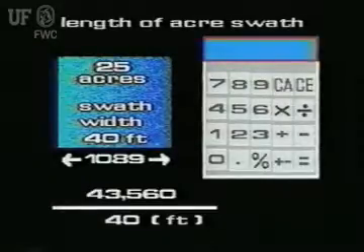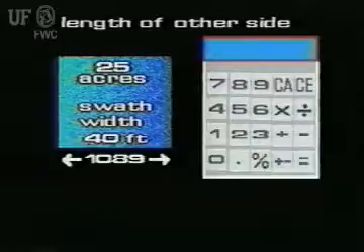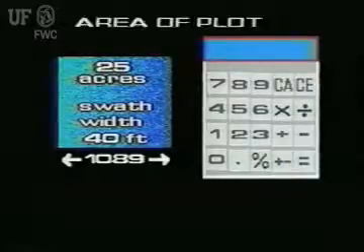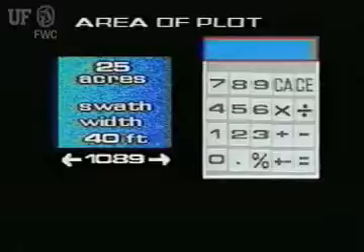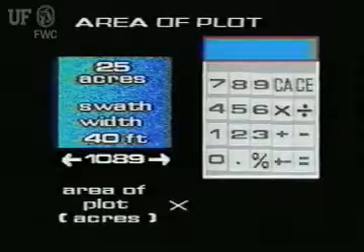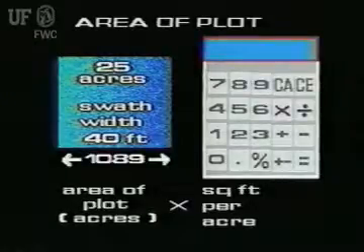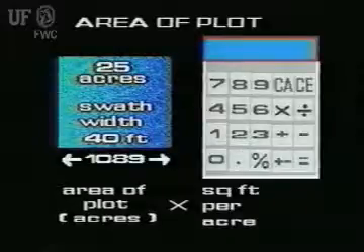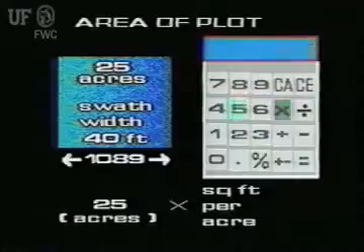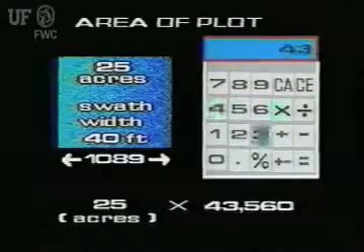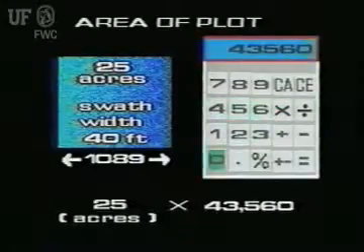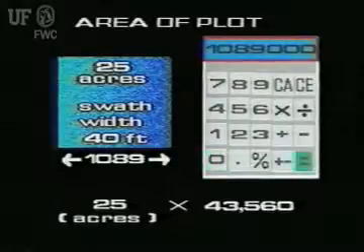Now we determine the length of the other side of the plot as follows. The area of the plot in square feet equals the area of the plot in acres times the square feet per acre. Or the area of this plot in square feet equals 25 times 43,560. Or the area of this plot is 1,089,000 square feet.